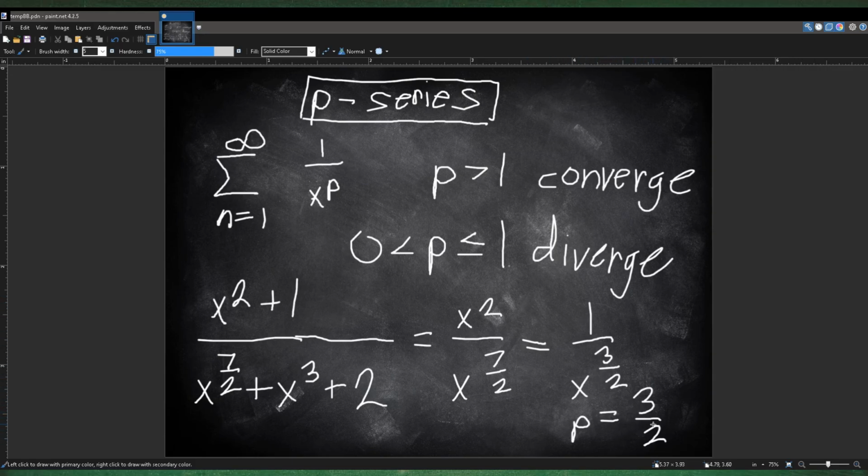Since p, which is 3 over 2, is greater than 1, that means this as a sequence would converge. So the general idea is that if you divide everything out and the exponent on the denominator, that 3 over 2 in this example, is between 0 and 1, then it diverges. The reason it has to be greater than 0 is because, let's say, let's delete all this first.